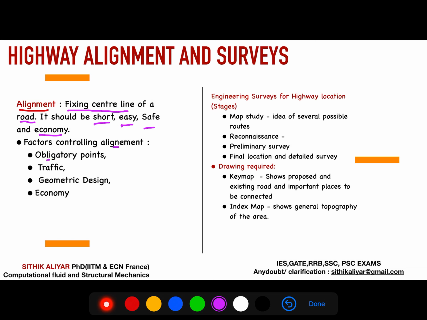Factors controlling are obligatory points, which we should match, how the traffic will be, the geometric design, and the economy. So these are the four different factors which will change the course of your alignment. I hope you know how the traffic will affect it. If you have heavy traffic, obviously you need to align at different places.